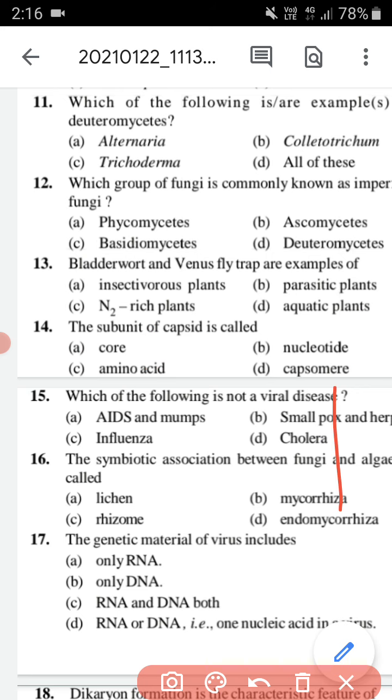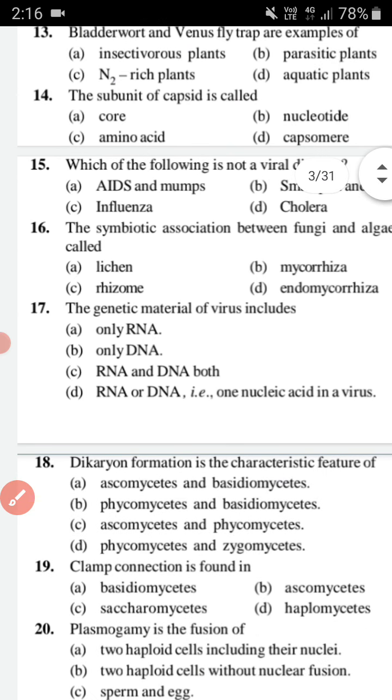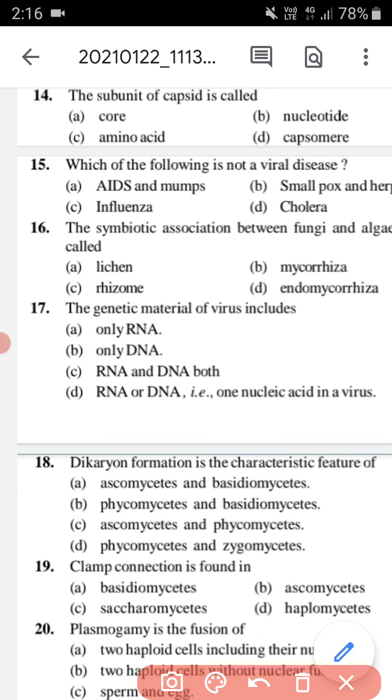Okay, now we move to question number 15. Question number 15 is, which of the following is not a viral disease? So we have to find out the correct one. So let's check.